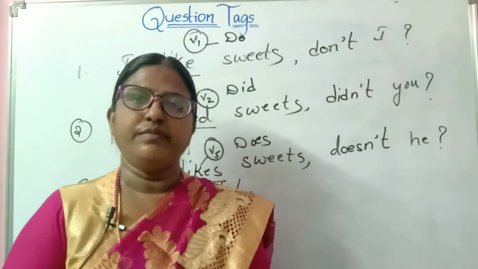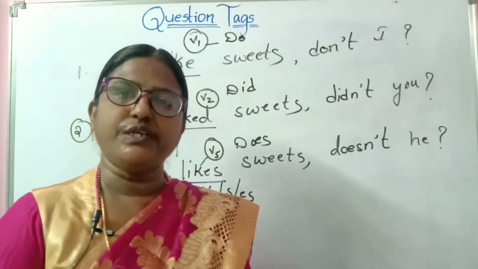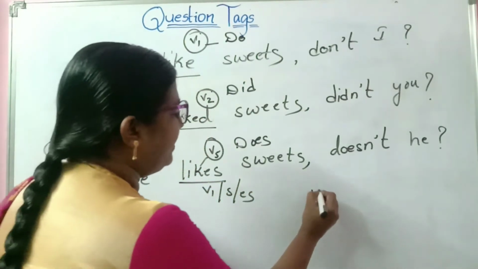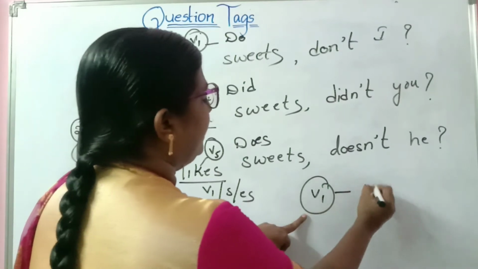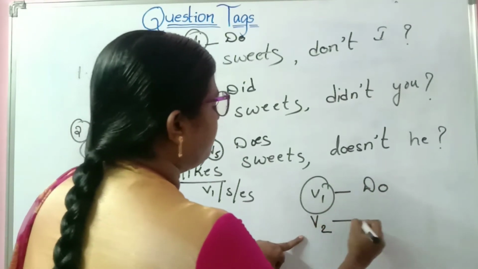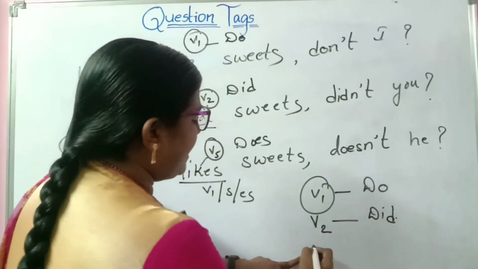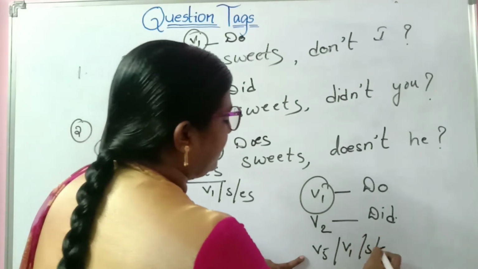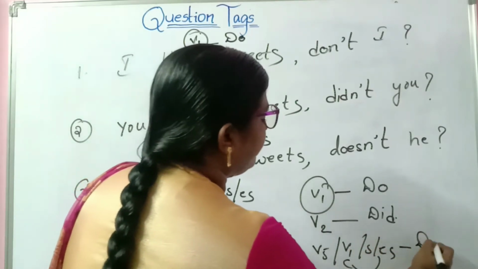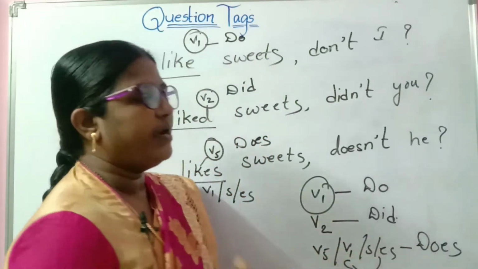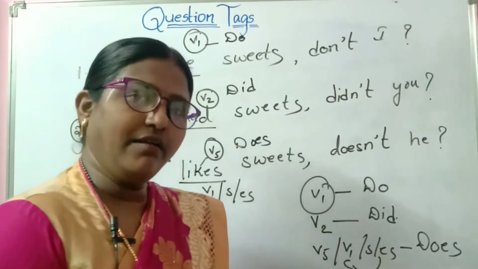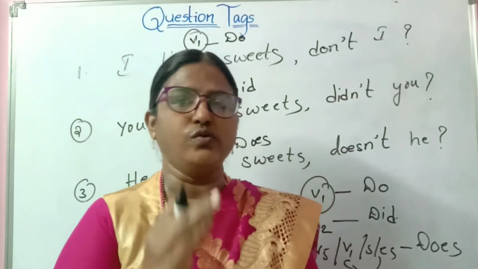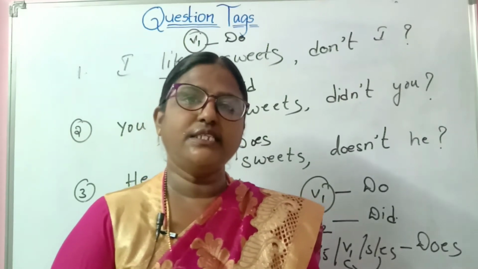So when there is no auxiliary in the statements, we have to see the main verbs. For V1 present tense, it is do. For V2 past, it is did. And V5, nothing but adding S or ES to V1 forms. When we get these S or ES forms of the verb, we must take does, always used with third person singular. Now, there are some rules when we write question tags. Let us see the rules.